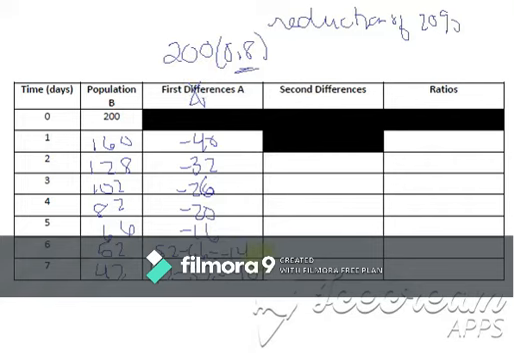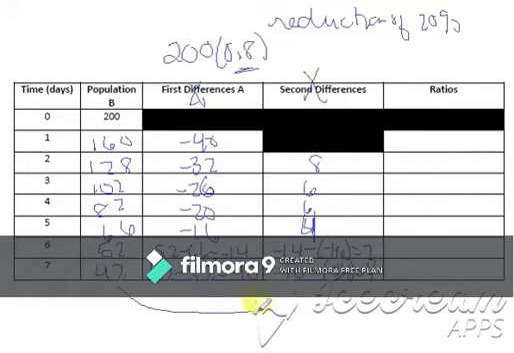Now let's go up to second differences. So we subtract the first differences. Negative 10 minus negative 14, I get 4. Negative 14 minus negative 16, I get 2. Okay, and you go all the way up, you get 4, 6, 6, 8. Okay, therefore we can see that it's not quadratic either.